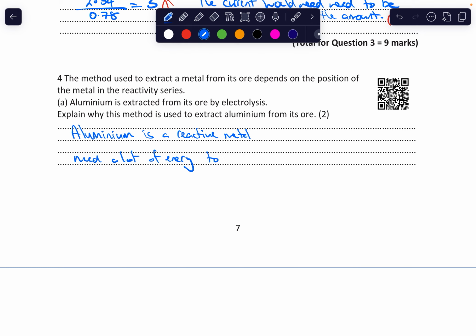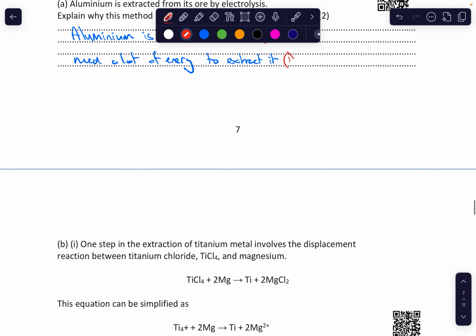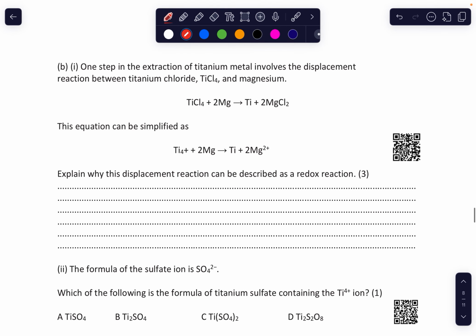to extract it, to get rid of the oxygen from it. Okay, so 2 marks, 1 mark for each answer there. One step here talks about extracting titanium involving a displacement reaction. The equation can be simplified, so a simplified version of the equation here. Explain why this can be described as a redox reaction.